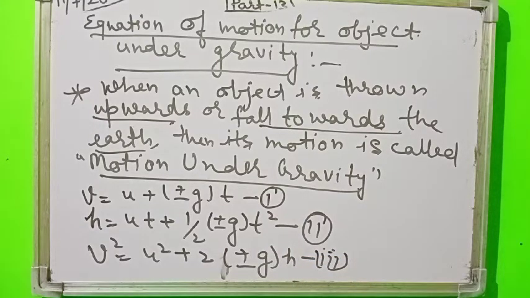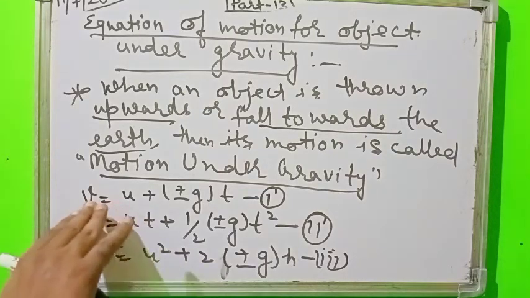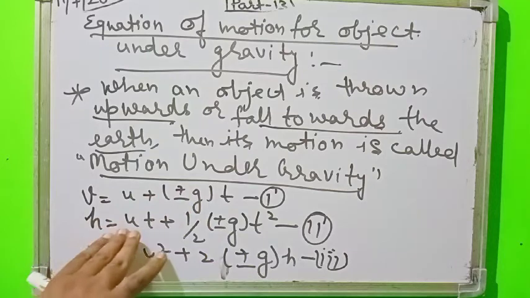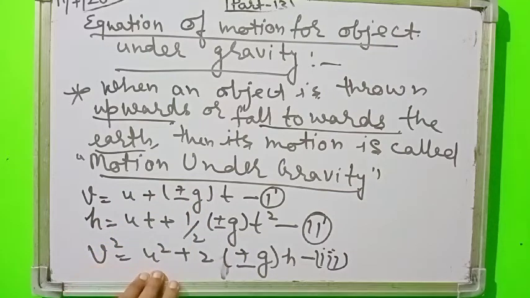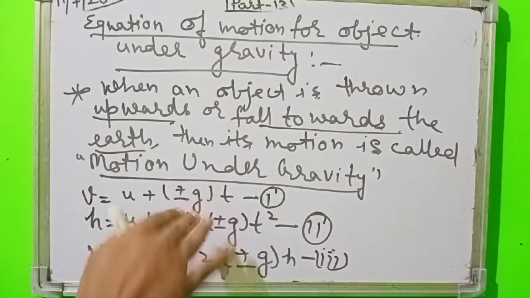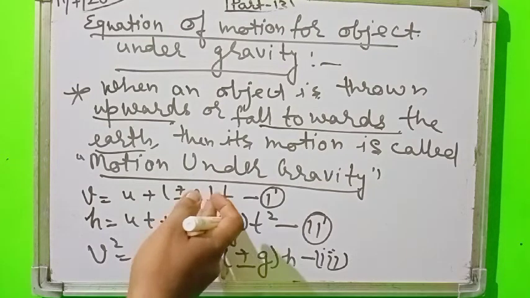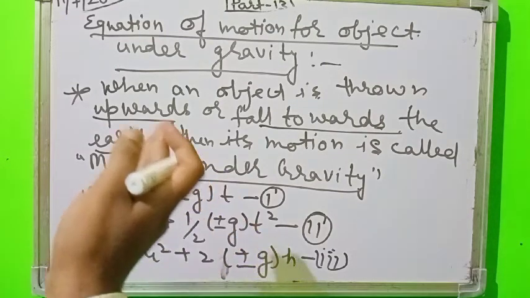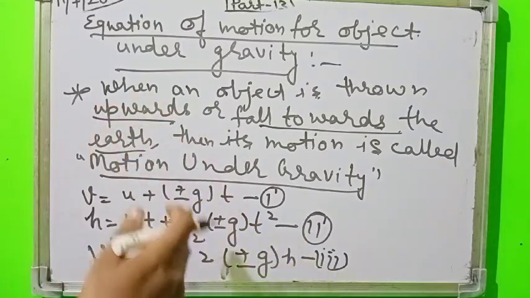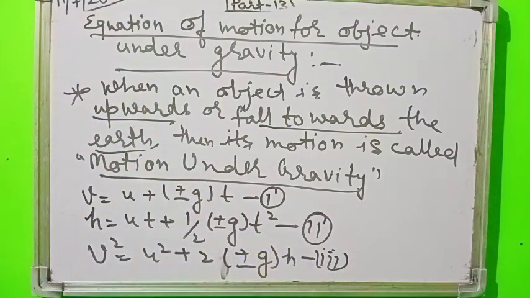As in the equations of motion you had studied, where v is equal to u plus at, h is equal to ut plus half at square, v square minus u square is equal to 2a. Here the motion is under gravity, so acceleration is substituted by the value g, acceleration due to gravity.